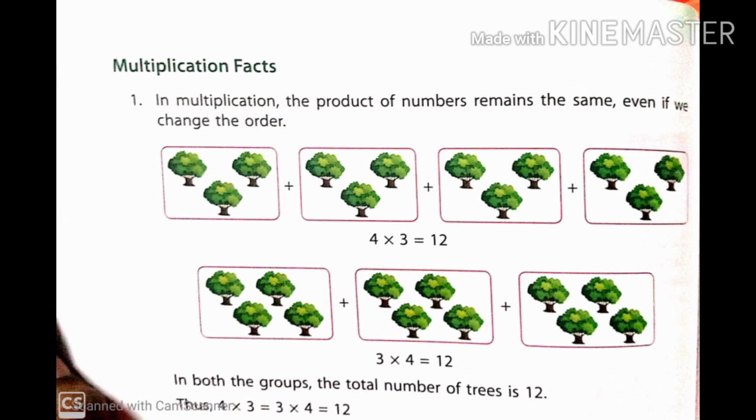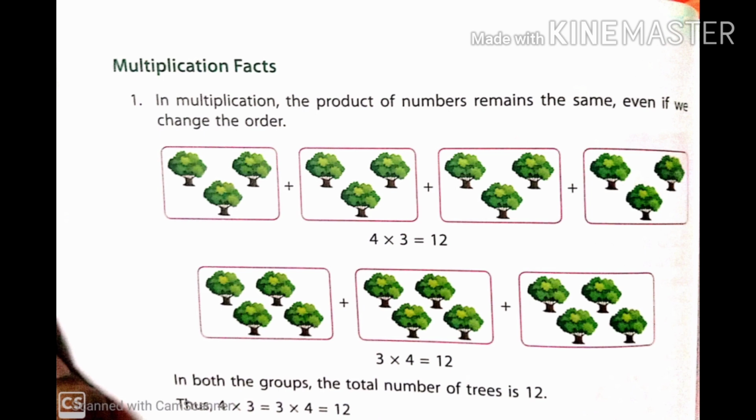So see over here, 1, 2, 3, 4. There are 4 boxes and in each box there are 3 trees. If we multiply 4 into 3, we get the answer 12. Or else if we add 1, 2, 3, 4, then also we get 12. Now in the second image you just see there are 3 boxes and in each box there are 4 trees.